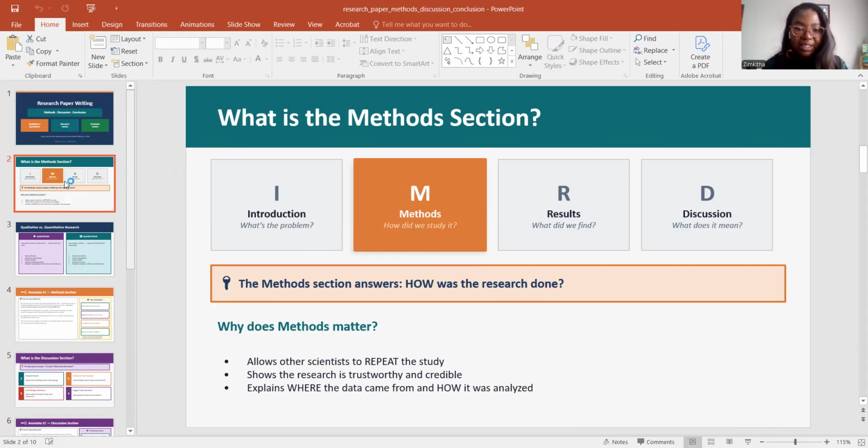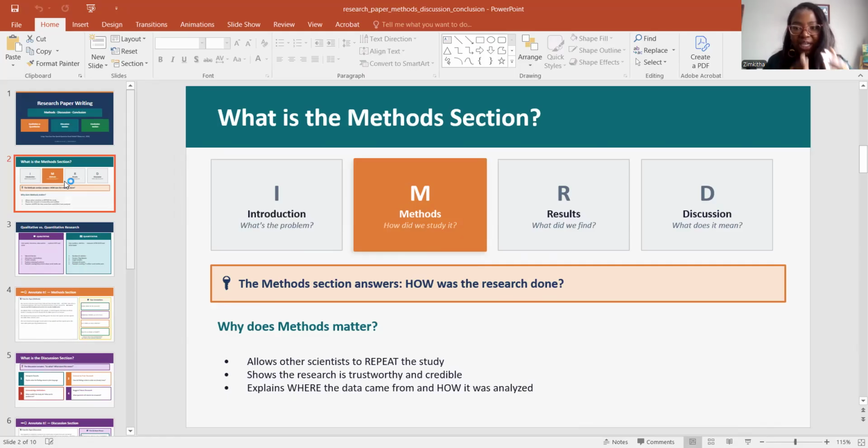Now, the methods section of a research paper tells us how the research was done. Just think of the word method. How did you collect the information? All right. Why does the method matter? Because it allows other scientists to repeat the same study.